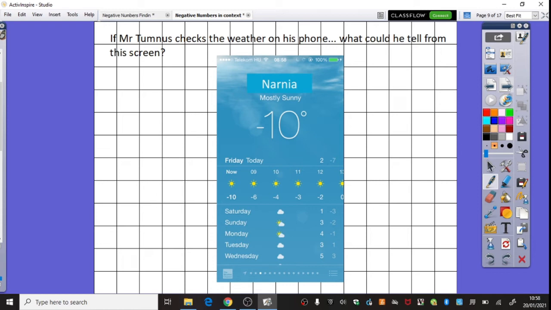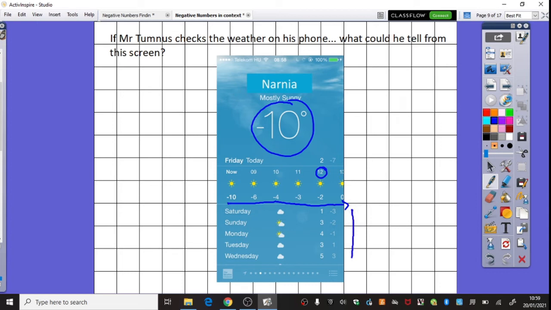Okay, so probably a weather forecast you've seen many times before, and we can actually see that obviously this is showing the temperature of Narnia, and it's showing that today it's mostly sunny, but clearly the temperature is -10, which is rather chilly. What we can see though, if we look at the temperature now, and you can see the timings along the top here, we get to midday, you can actually see that it is getting a little bit warmer as the day goes on.